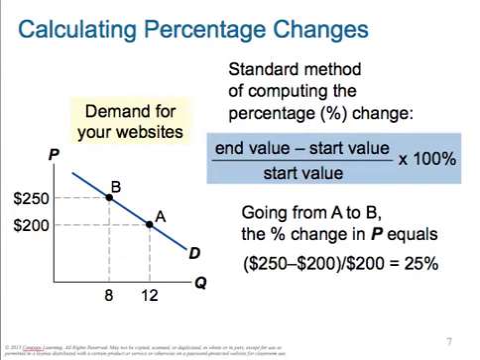And going from A to B on the graph you see here, the percentage change in price equals, you started out at 200 and you ended up at 250, so 250 minus 200 divided by where you started out is 25%.